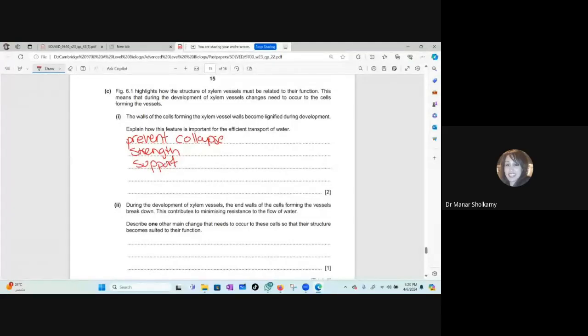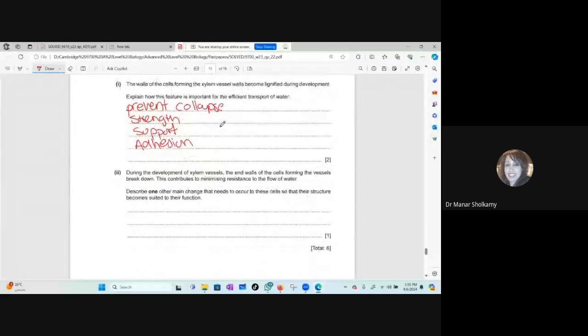But can we think of anything else? Also, the lignin will help in the adhesion of water as the water moves up the xylem. It will withstand the negative pressure that is created inside the xylem. I just want to write everything I'm thinking of.